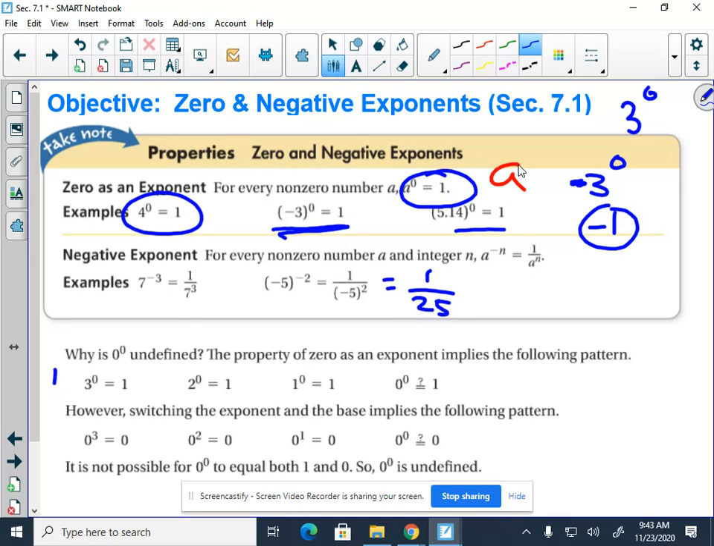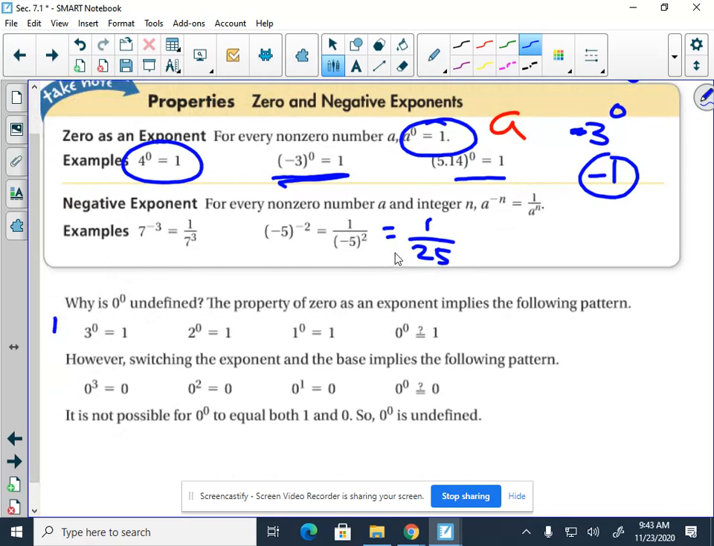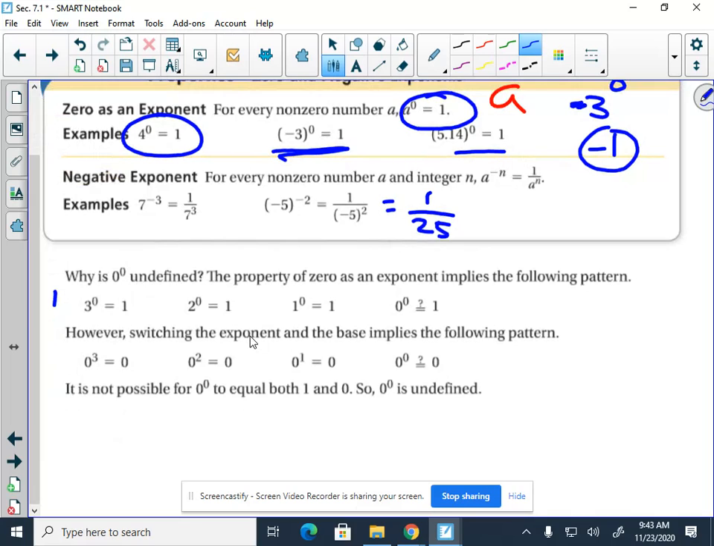Now, 0 to the 0. There's only one number. That's undefined. 0 is a unique number. If you have nothing, you still have nothing. So if we were to take 0 to the 0 power, it's the only one that we say is undefined. Okay? 0 can't equal 1. That's the main reason for that.